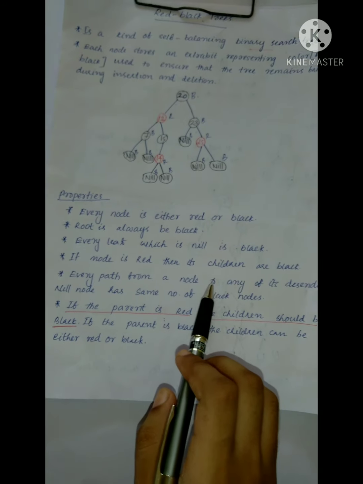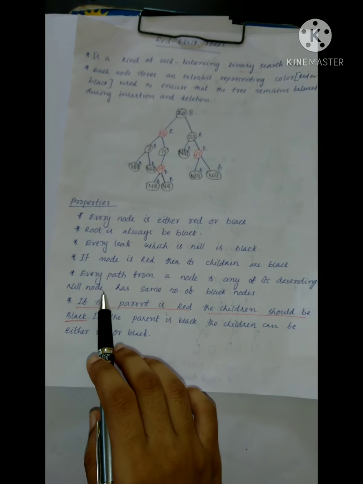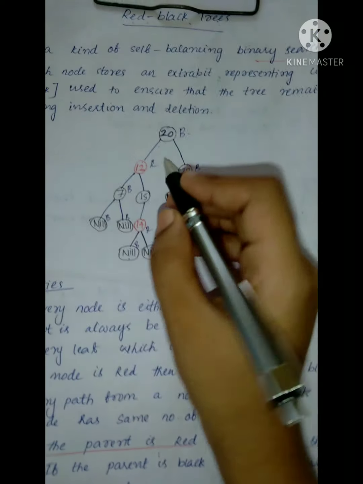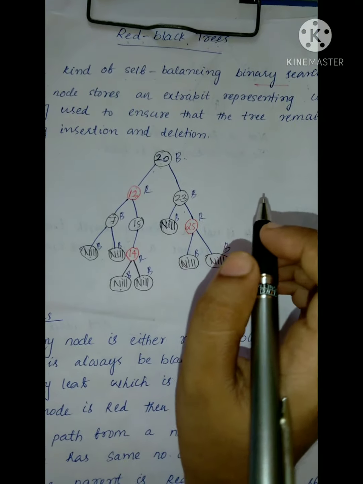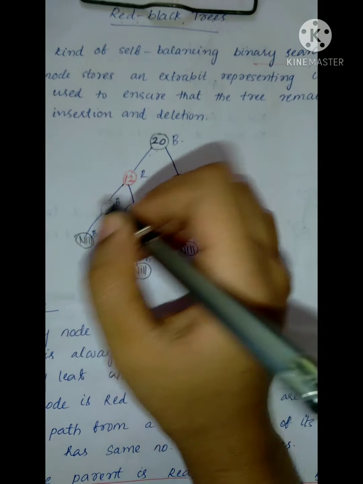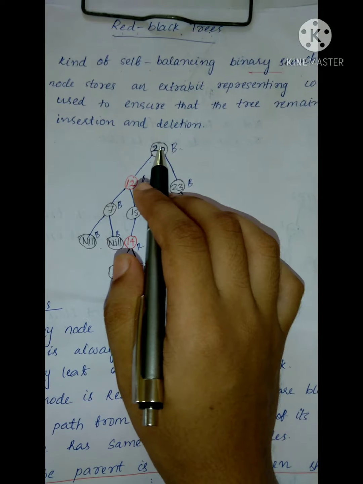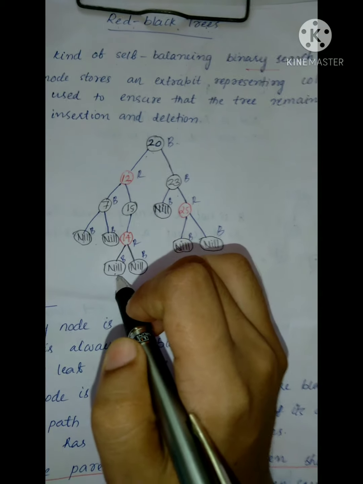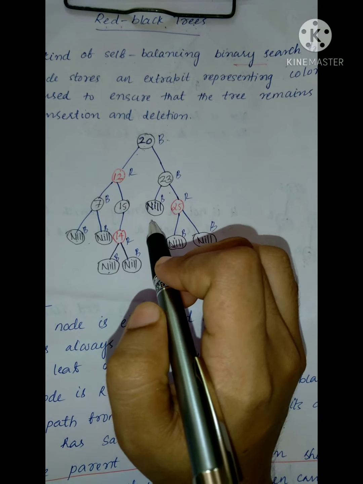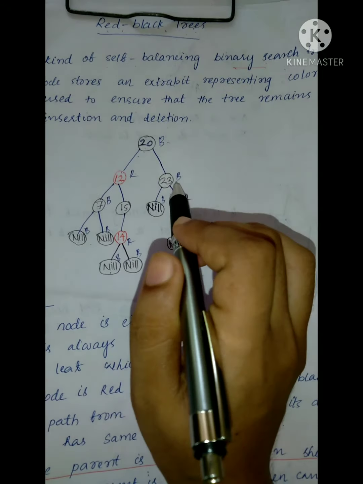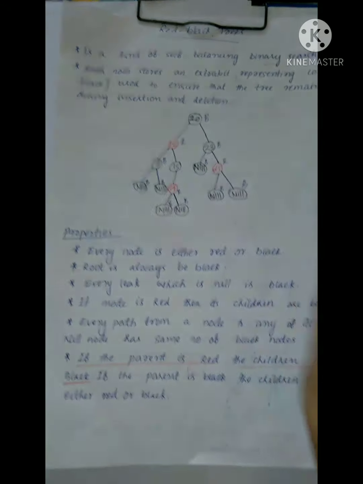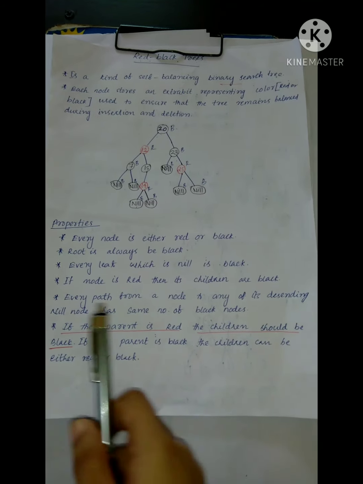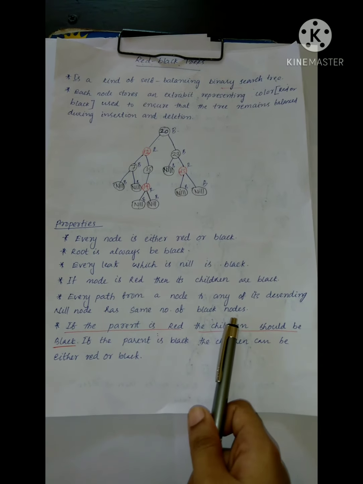Every path from a node to any of its descendant nil nodes has the same number of black nodes. That is, when we consider each path, the number of black nodes should be equal. When we consider this path, it contains 1, 2, 3 black nodes, and this path also has 3 black nodes. This also 3, this also 3, this also contains 3 black nodes. That is another property.